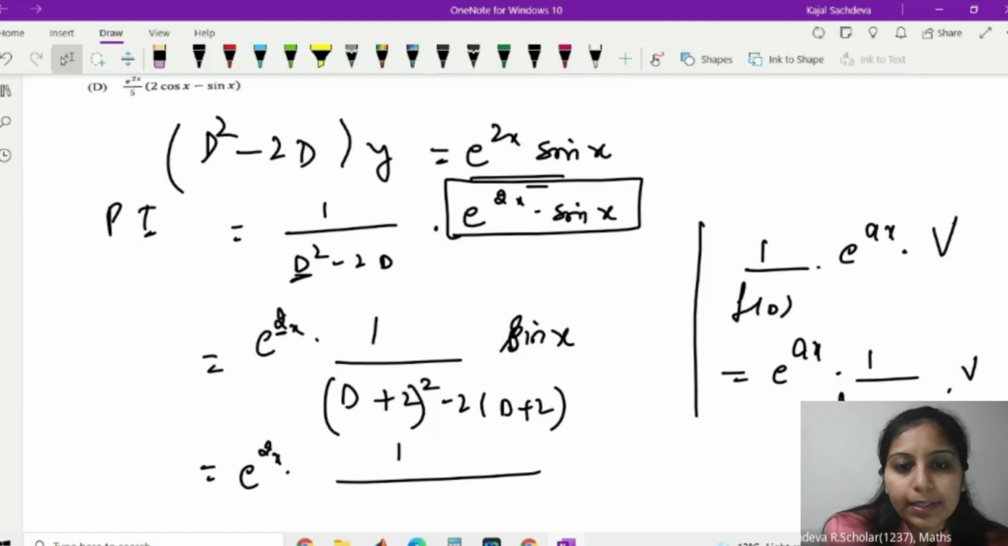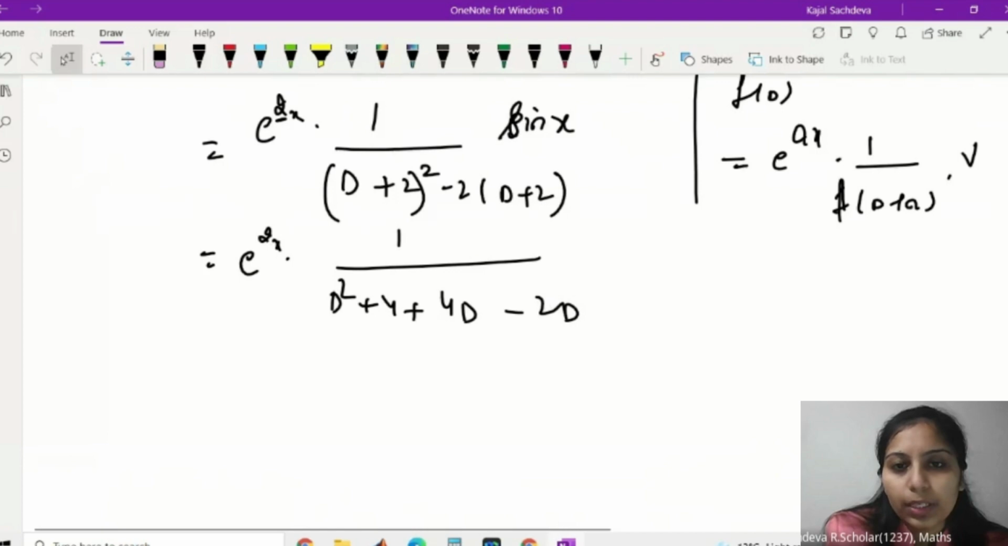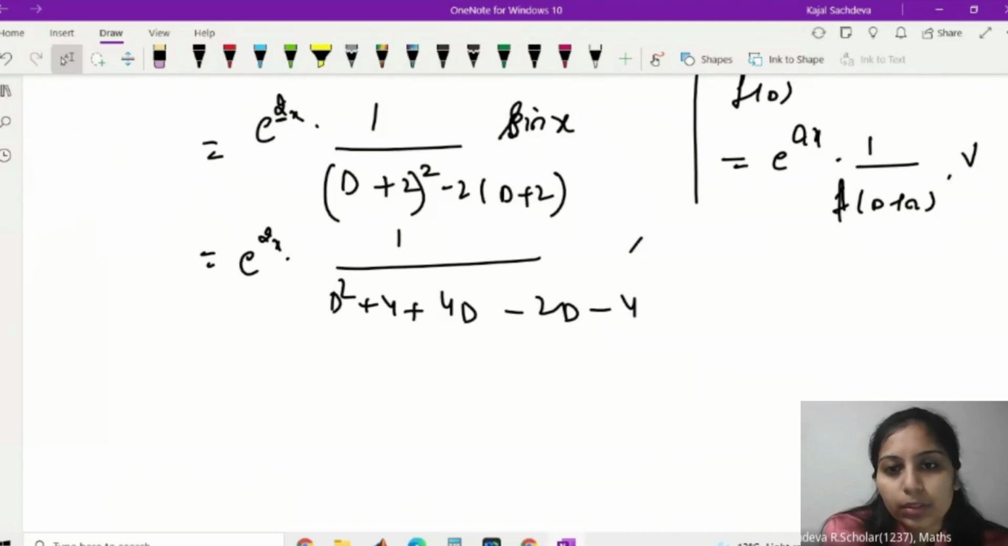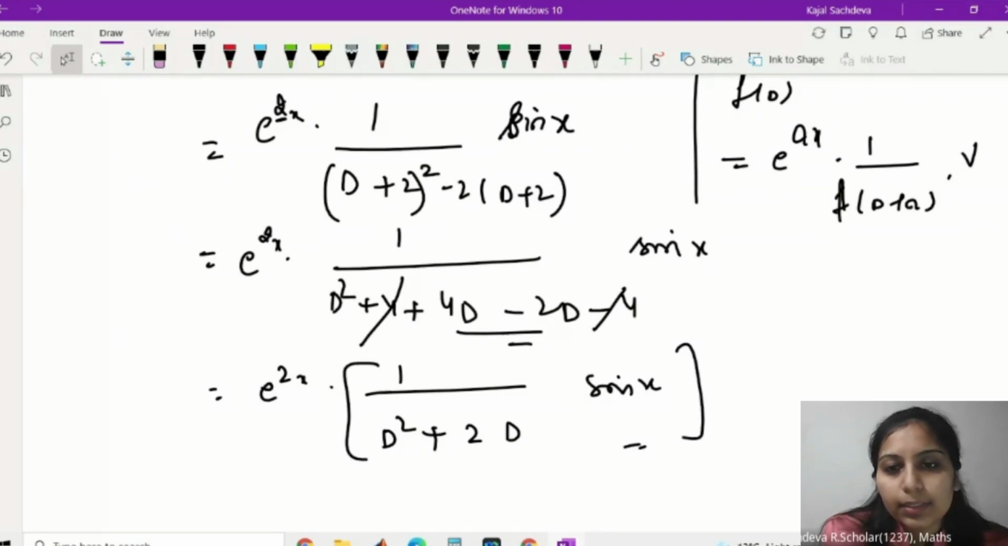So we get here D plus 2 square, that is a square plus b square plus 2ab, then minus 2D and minus 4, into sin x. So plus 4 minus 4 would be cancelled: e^2x upon D square plus 4D minus 2D, that is 2D, into sin x. So here now we just have to solve this one.